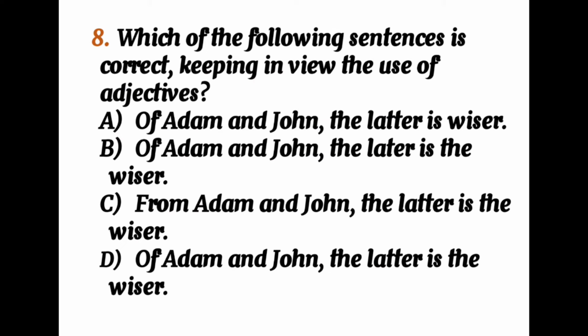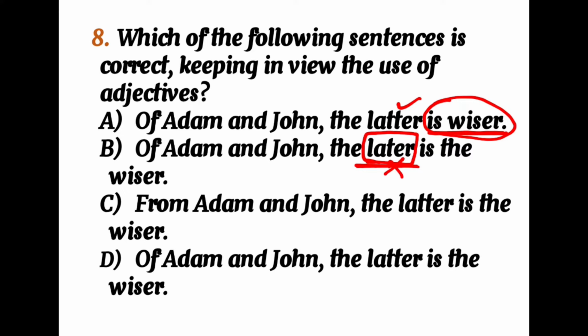The next question: which of the following sentences is correct, keeping in view the use of adjectives? You have to find the correct sentence. There is a mistake in 3 sentences, but in the 4th sentence that you have to choose, there should be no mistake. First, of Adam and John, the latter is wiser. Here is a mistake. I will tell you later what the mistake is. Of Adam and John, the later. Now this is in respect of time, not position. So this latter was correct.